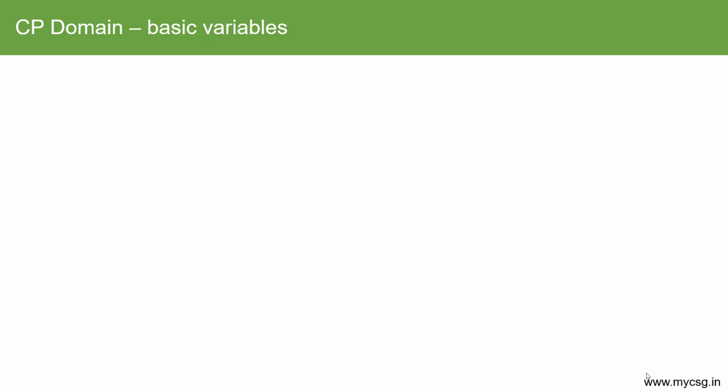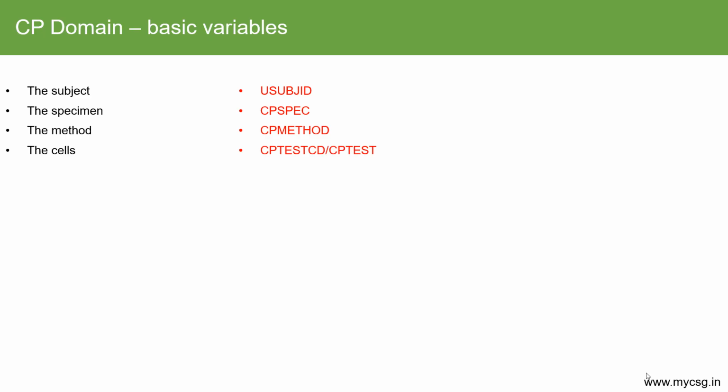Now let us try to understand the basic variables related to the CP domain, based on the underlying context we have for CP. First is the subject, and we have a variable named USUBJID to store the information related to the subject. Then the specimen: we have a variable named CPSPEC to store the specimen that is being analyzed. And for the method, we have the variable named CPMETHOD to store the method being used to analyze the phenotyping on cells. And then the cells: we store the name of the cells that we are analyzing in the CPTESTCD and CPTEST variable combination.